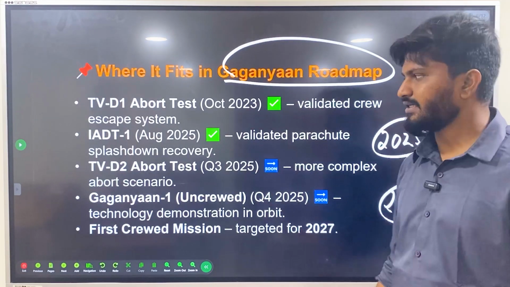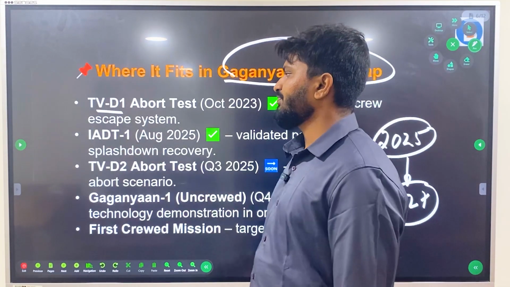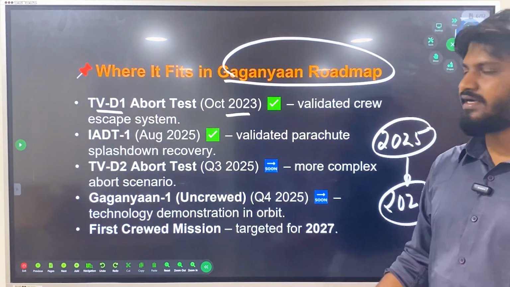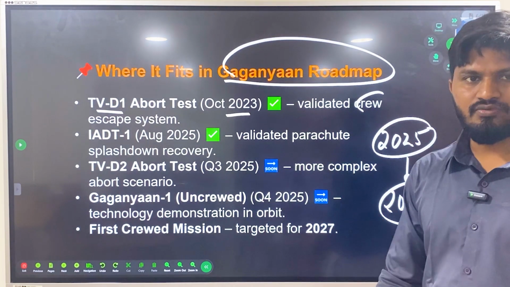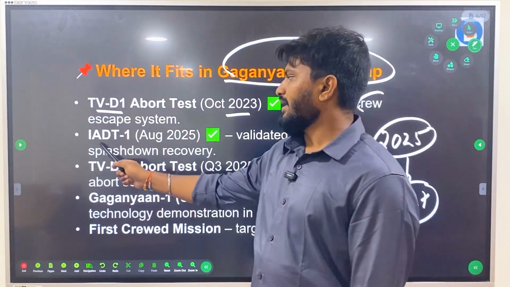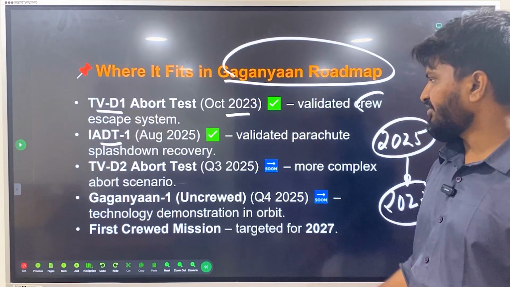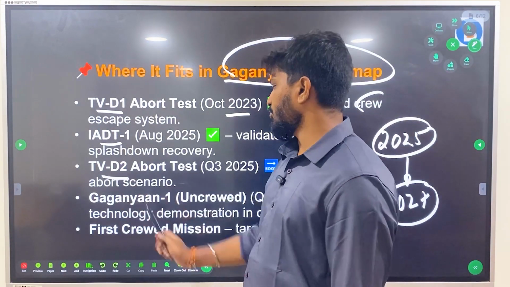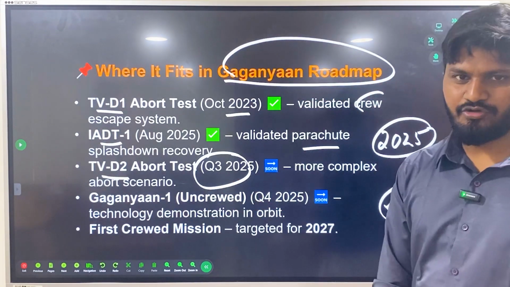There are so many tests to be conducted. First was the TVD-1, that is the test vehicle abort test, which was conducted in October 2023, which validated the crew escape system, how the crew can escape. Then the IADT, conducted in August 2025, validated parachute splashdown recovery. And then there is the TVD-2 abort test, which will be done in the third quarter of 2025.